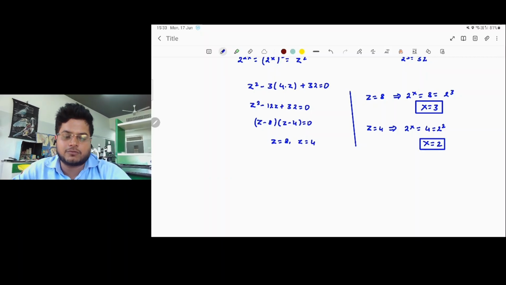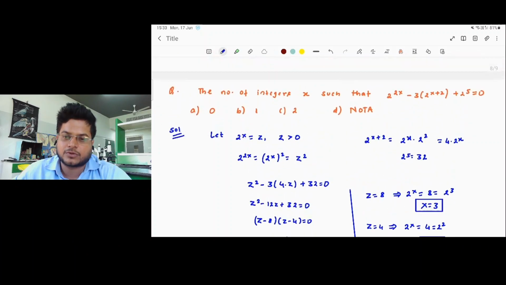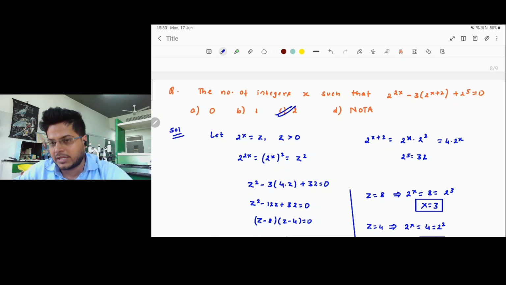So we have got what all answers? We have got x equals 2 and x equals 3. So what is the correct answer for this? How many integers are there? There are basically two integers which will satisfy this given quadratic equation, right?